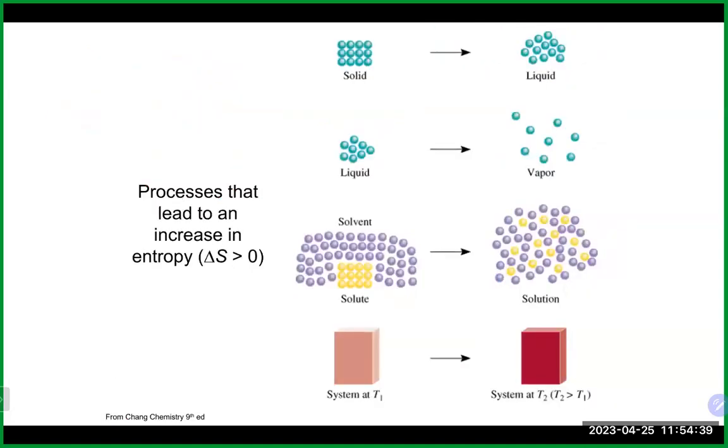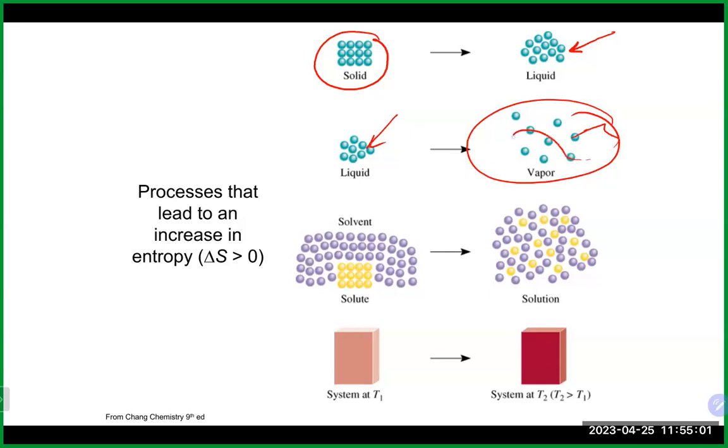So these are all processes pictured here that will lead to an increase in entropy, a more positive entropy value. Clearly, as we go from solid to liquid, we're fairly ordered, and then we have a little bit more disorder as we go into the liquid state, and then continuing the disorder as we go from liquid to gas molecules, as these guys are basically just flying around.